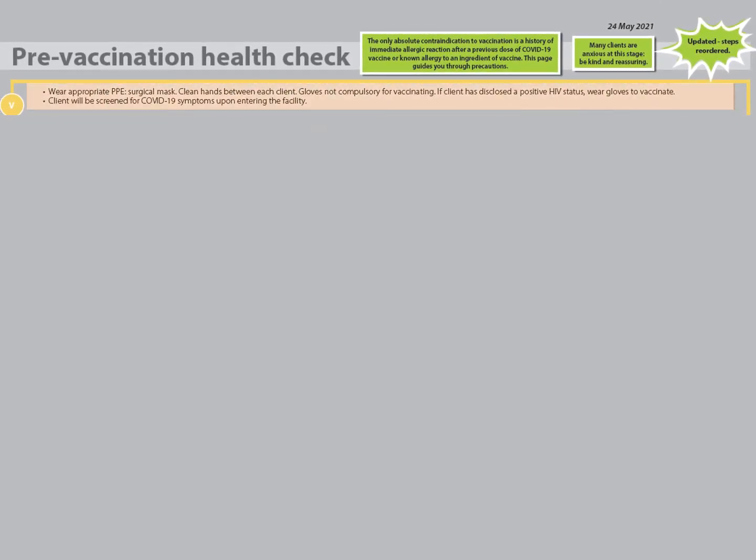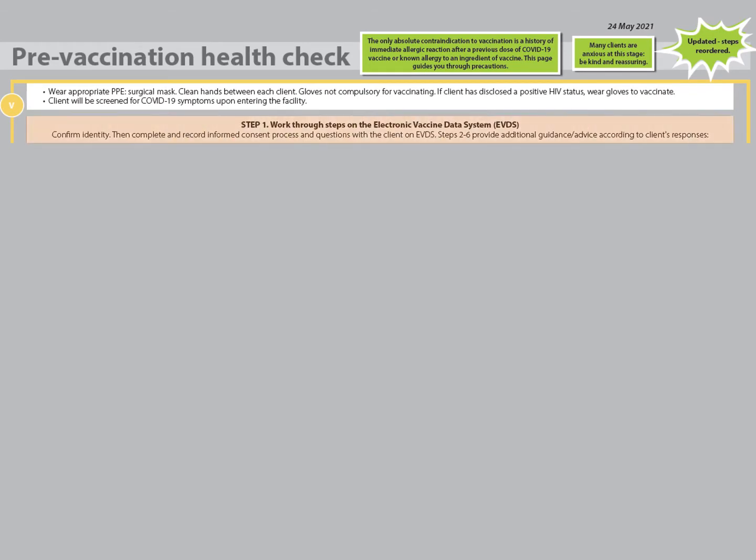Before you start with the pre-checks, remember to check everyone is wearing the correct PPE. You should be wearing a surgical mask which covers your nose and chin. Make sure your client is also correctly masked. Aprons, gowns and gloves are not necessary during vaccination. However, if a client discloses that he or she is HIV positive, then it is advisable to wear gloves during the vaccination procedure. Note that the client will have been screened for acute illness or COVID infection upon entering the vaccination site.